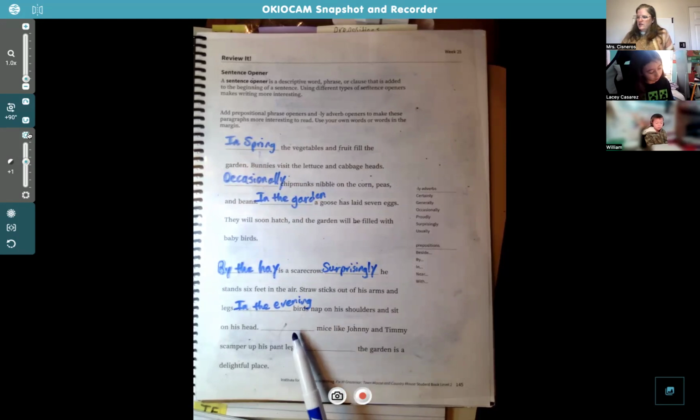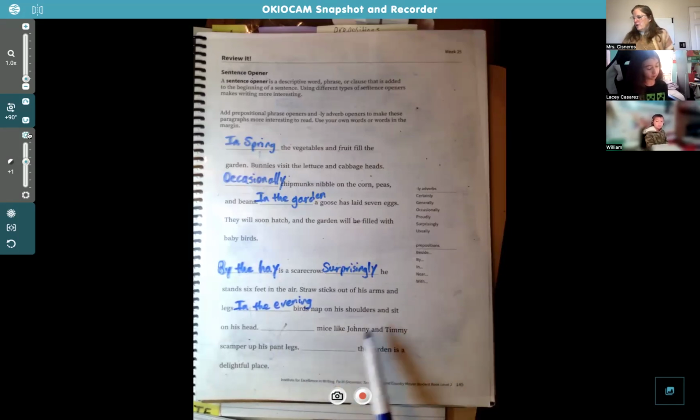Blank mice. This is an ly for you, Lacey. Blank somethingly mice like Johnny and Timmy scamper up his pant legs. What ly word would work there? Somethingly mice like Johnny and Timmy scamper up his pant legs.